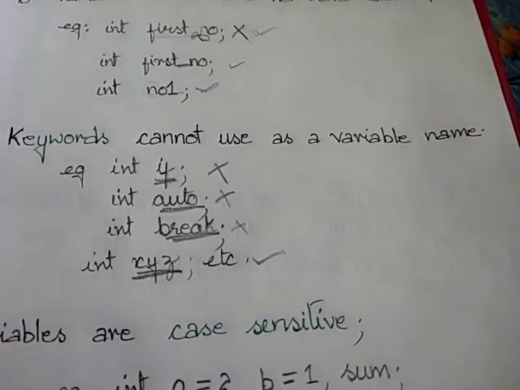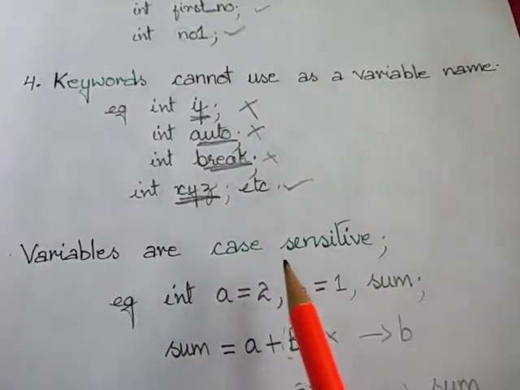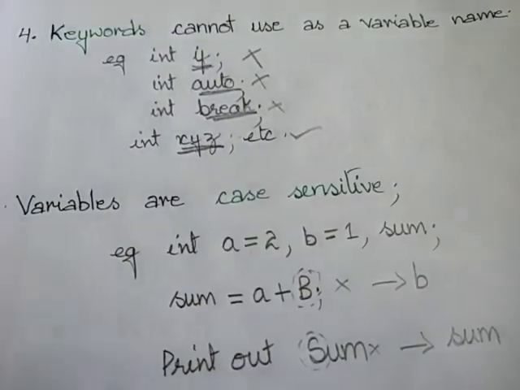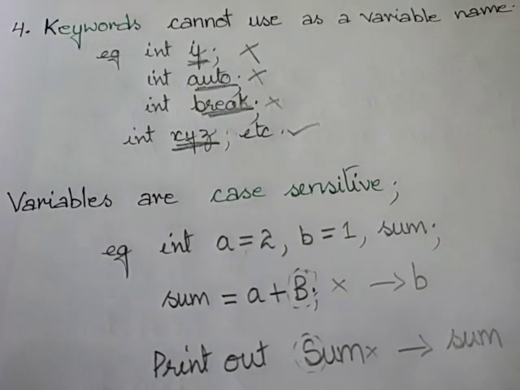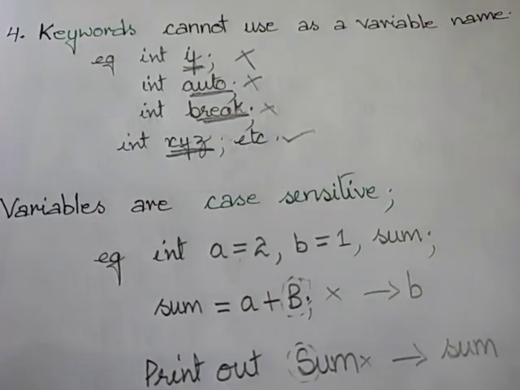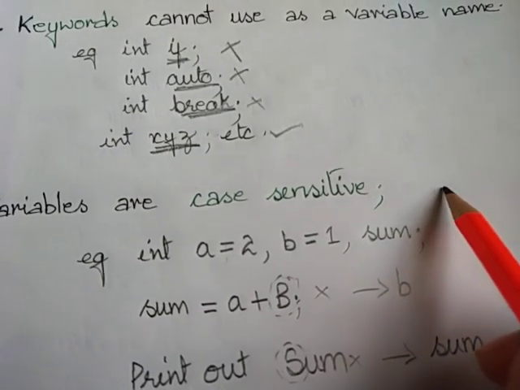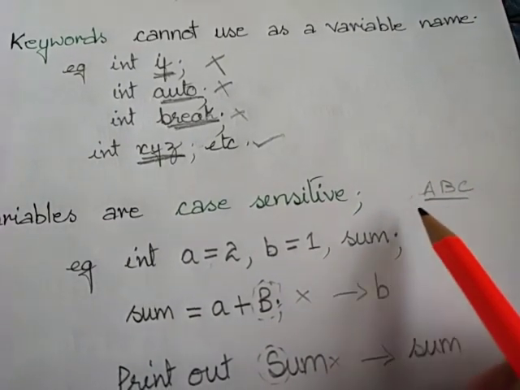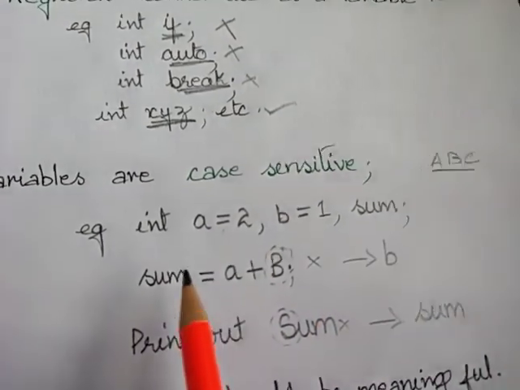And last but not the least, we have the last rule, that variables are case sensitive. So what is the meaning of this? Whenever you declare a variable in lowercase, then in the whole program, when you use that variable, it should be in lowercase. If you declare the name of your variable in uppercase like A, B, C, this name should be in uppercase in the whole program. To understand this better, let me show an example.